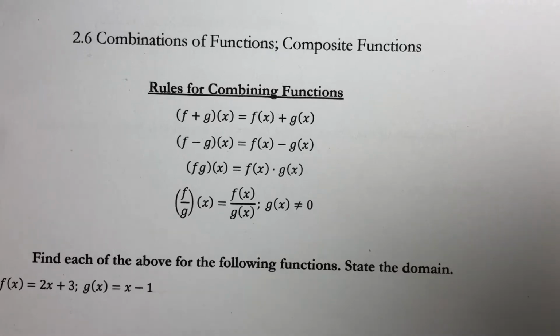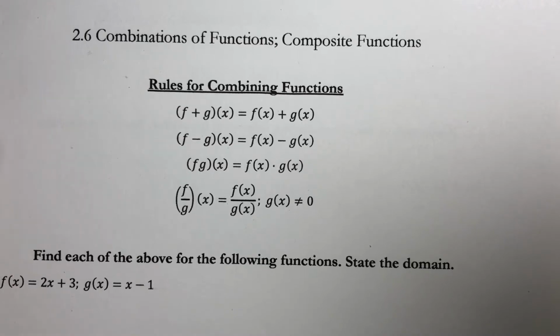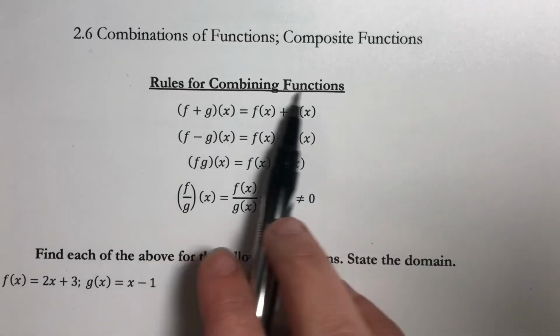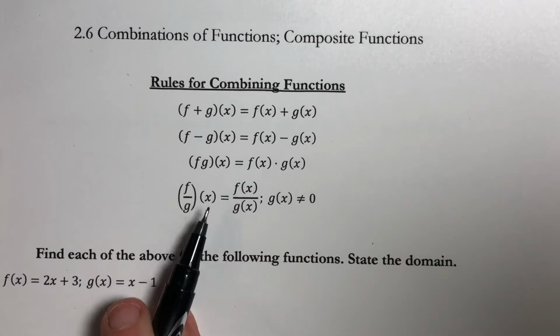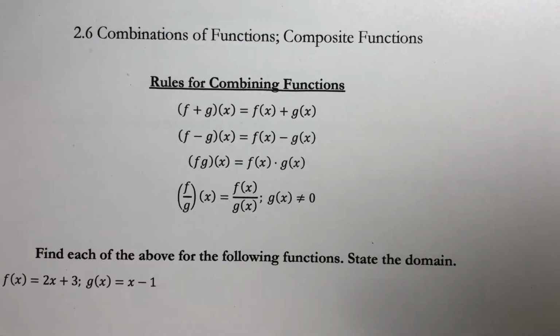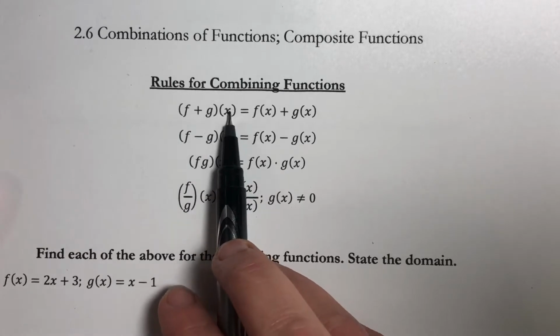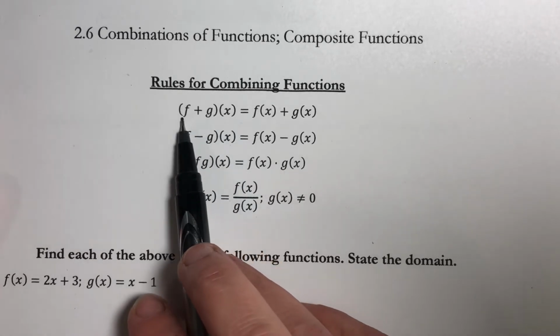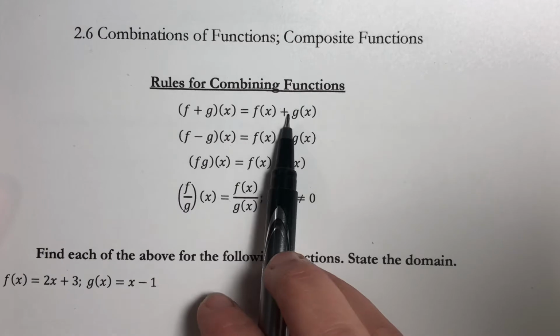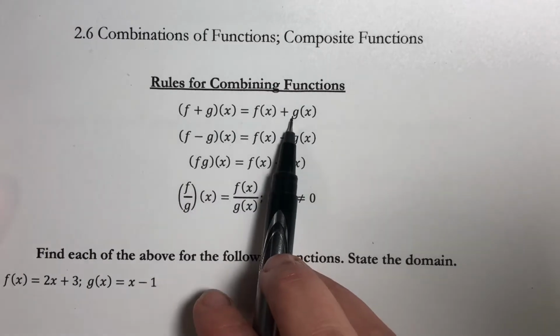This is section 2.6, combinations of functions and then composite functions. So our basic rules for combining functions are as follows, and they work exactly the way you hope they would. If you see something like f plus g of x, what that's asking you to do is to go find the function they call f and add it to the function they call g.